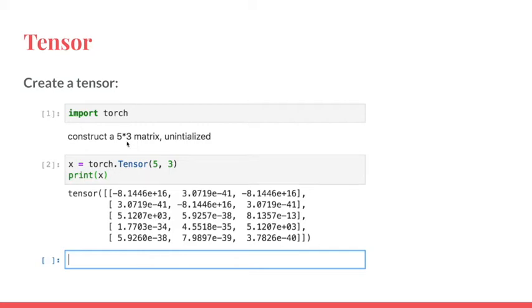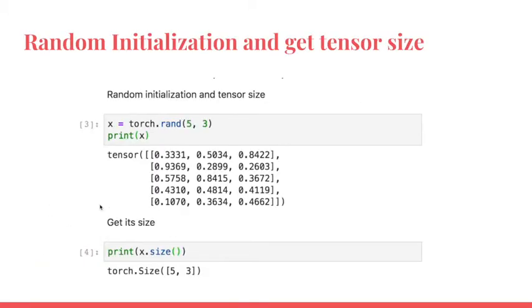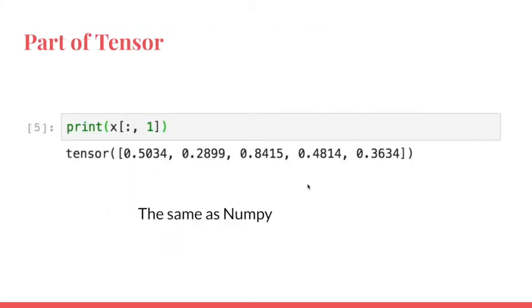Here, I construct a 5x3 matrix, uninitialized, and by printing it out, you can see that x is a tensor. I can also randomly initialize and get the tensor size. By using torch.rand, I can get a randomly initialized tensor, and by using x.size or x.shape, I can get the tensor shape. To get a slice of a tensor, it's the same as NumPy. Here I want to get all rows and the second column of the tensor x.